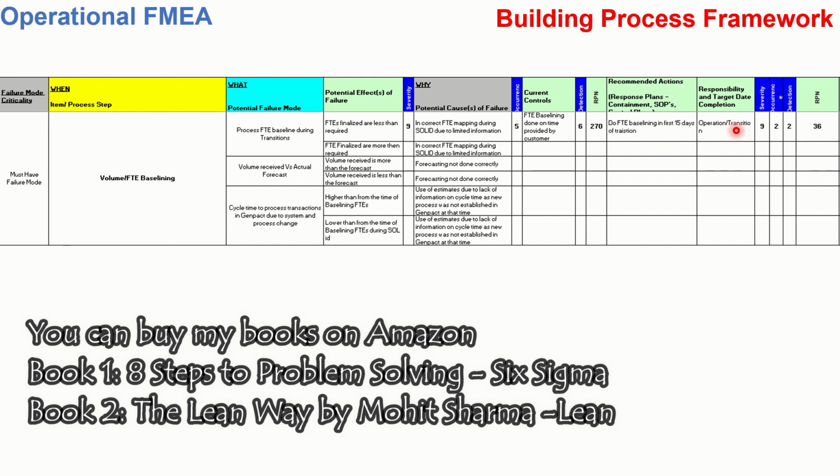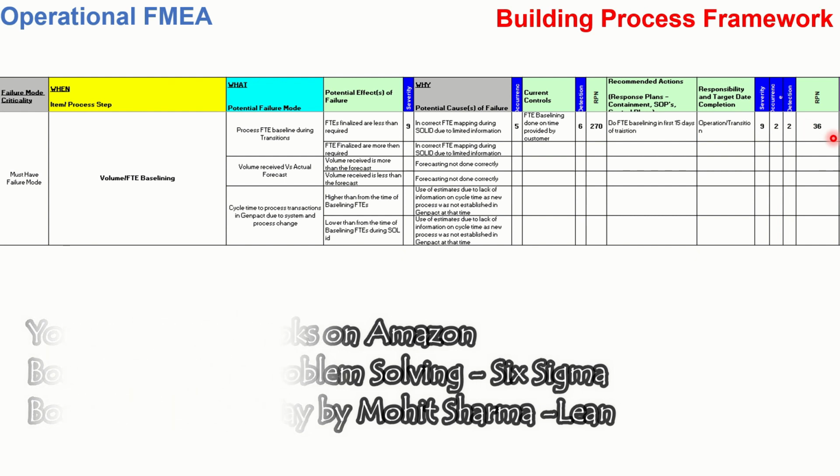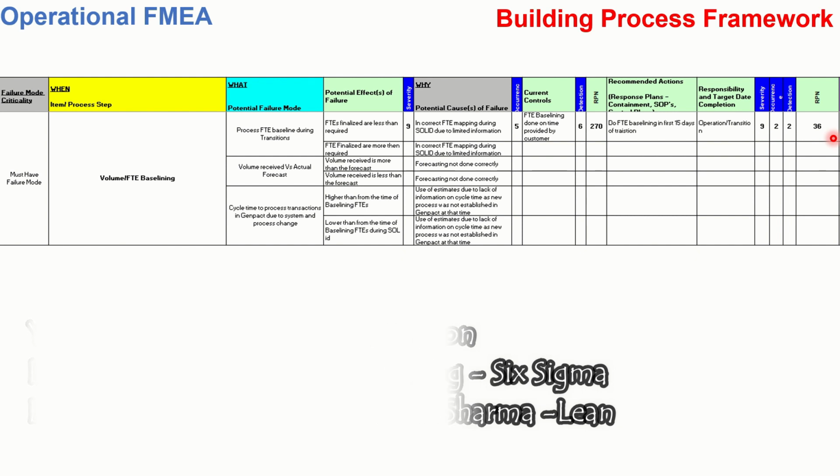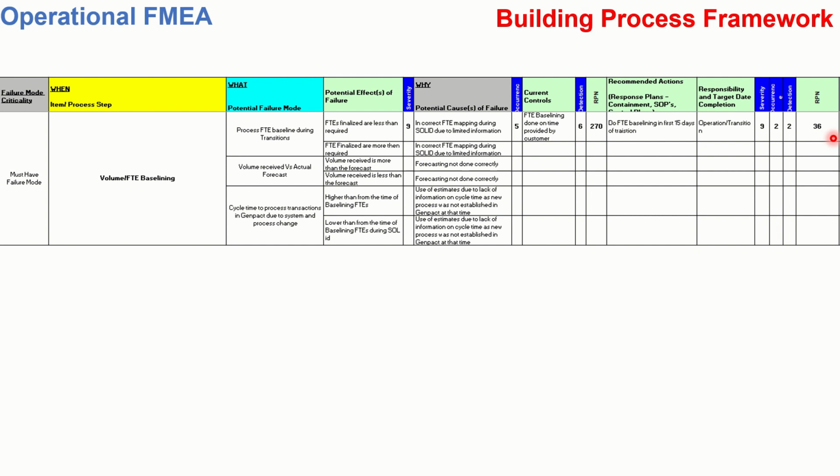After implementing this, after doing the correct FT baselining, the severity, occurrence, and detection scores are again calculated and a new RPN is calculated, which is multiplication of these three: severity into occurrence into detection, which is 36 in this case. Once these RPN scores are less than 100, we go ahead and say, okay, there is no risk in the process. You can transition successfully.